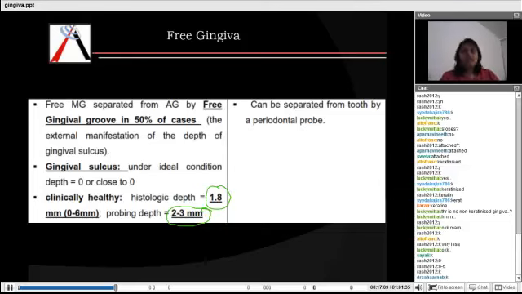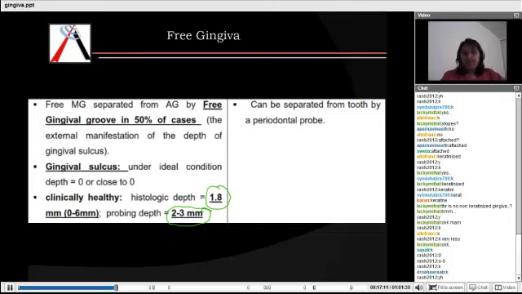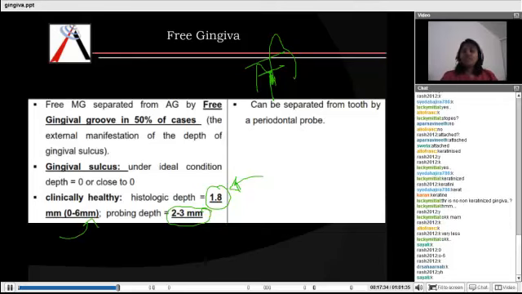But if you actually take a section and make a histological slide, you will be able to locate this end, the upper end of the junctional epithelium, and from there when you measure the sulcus in the histological slide, that will be 1.8 millimeters. The range is 0 to 6 millimeters.